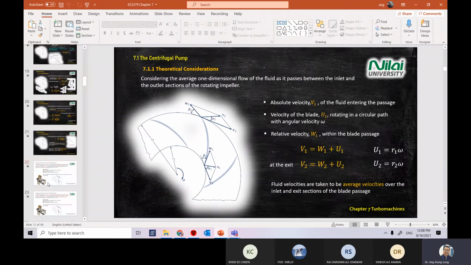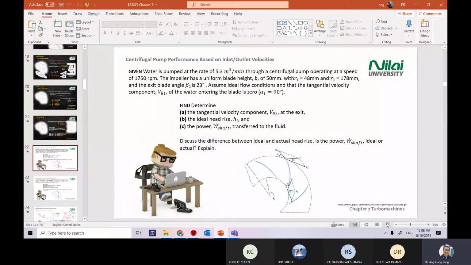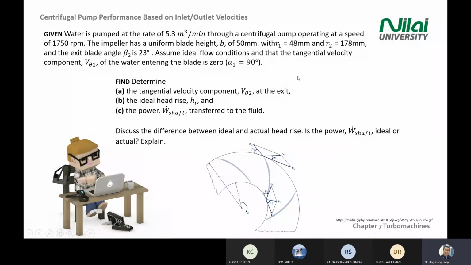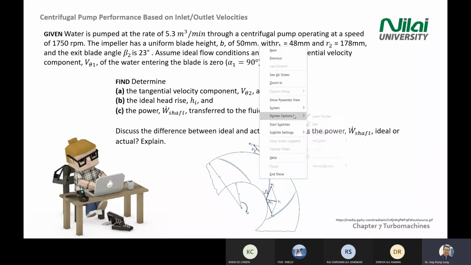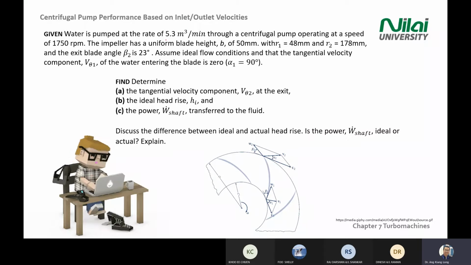Okay, now today we continue to one tutorial question, how we apply what we learned in the previous lecture. As you can see from the slides here, you are given that water is being pumped at the rate of 3.5 meter cube per minute. When at this stage, you should already know how to put this in a mathematical equation. This is volume over time, which gives you Q. Q equals V times A.